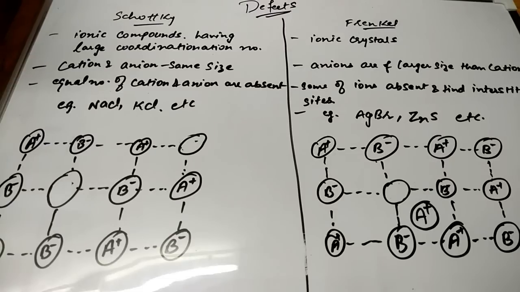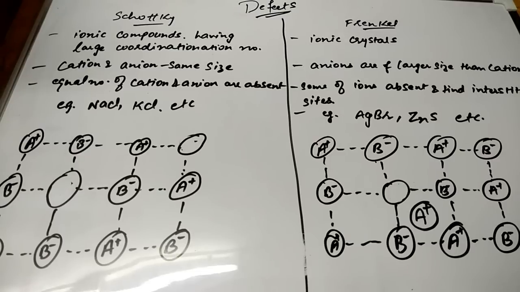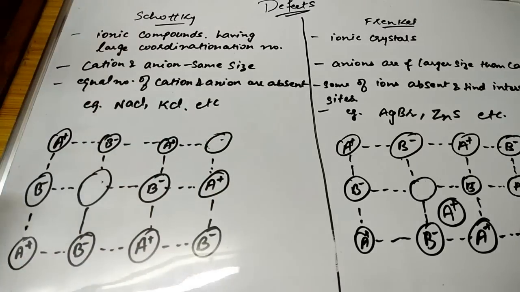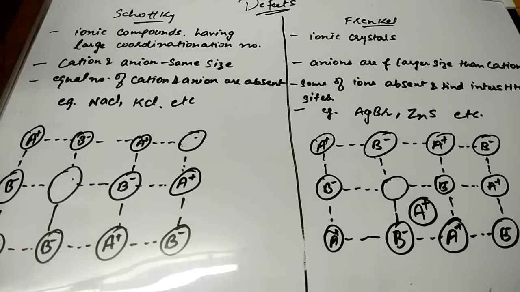Examples of Schottky are sodium chloride, KCl, etc. And on the other hand, Frenkel can be seen in AgBr, ZnS, etc. In the symmetry, you can see two vacancies are made in the Schottky defect, where equal number of cation and anion are missing. On the other hand, in the case of Frenkel defect, I have made the vacancy of one cation and it is finding an interstitial site between the lattice. So we can say these were two defects.